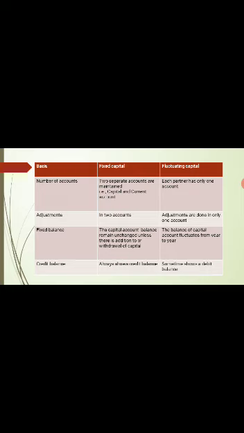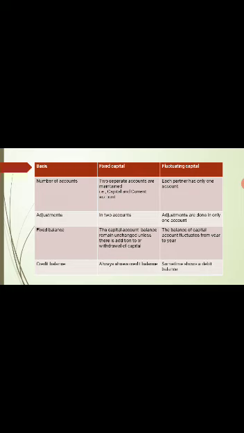Now, adjustments, the second point. Under fixed capital, there are 2 accounts for adjustments. In the capital account, only additional capital and withdrawals will be specified, whereas under the current account, all the other information, that is interest on capital, interest on drawings, salary, commission, will be specified. Under the fluctuating capital method, all the adjustments will be done in only one account, that is the capital account.